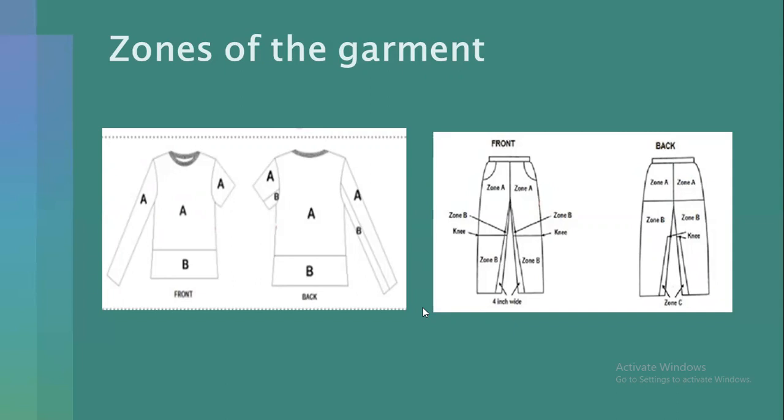Compared to zone A, zone B is a less visible area for the observer. The same you can see for bottoms. Zone A and zone B classifications are there. Zone C indicates the inseam for both front and back panel. In bottoms, zone A indicates up to the thigh, and zone B is below the knee. In the backside, zone A is up to the seat, and below the seat is zone B.